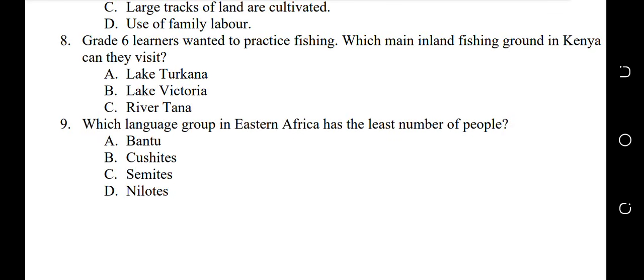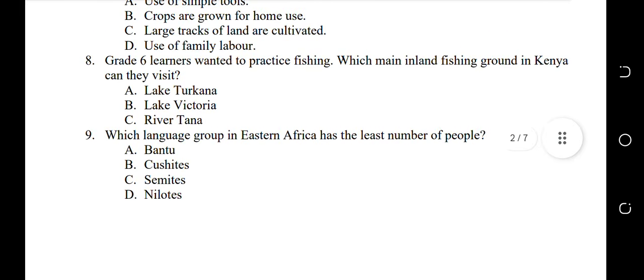Number 8. Grade 6 learners wanted to practice fishing. Which main inland fishing ground in Kenya can they visit? This has got A, B, C, and D. This is now the main inland fishing, and inland is the key. So Lake Turkana, Lake Victoria, Lake Tana. So this is obvious: Lake Victoria, because it is inland.